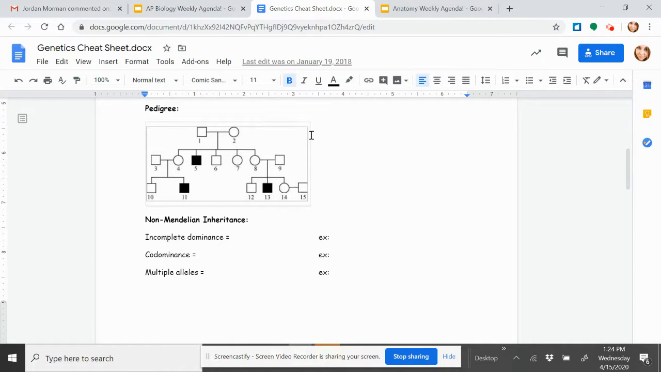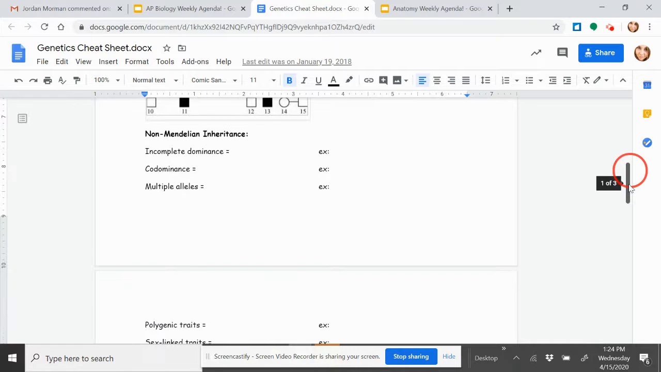Pedigrees, if you guys remember from general bio, we have the squares representing the males and the circles representing the females. If it is completely colored in, it means they have the disorder or the trait. If it's not, it could mean that they're not, or they could be a carrier. Some pedigrees show this as half shaded in, and some you have to figure out from the pedigree whether or not they are a carrier, kind of like this pedigree here.